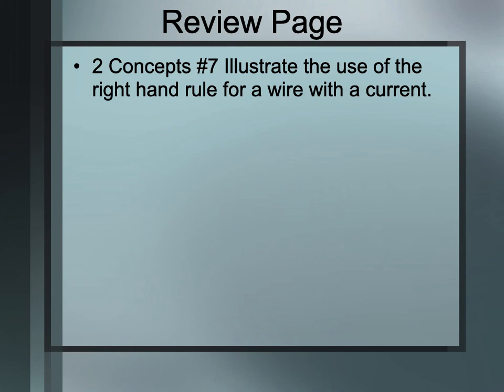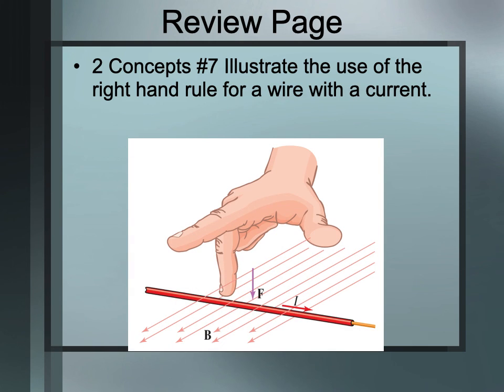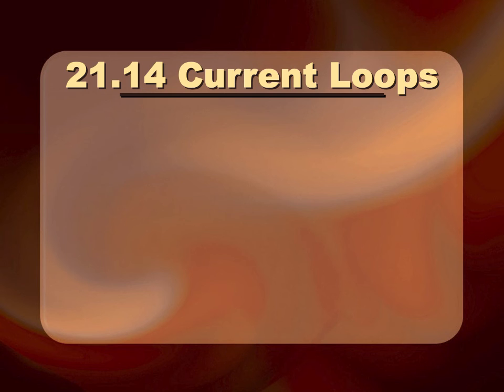So, to illustrate the use, this is number 2 concepts, number 7 on your review page. Illustrate the use of the right-hand rule for a wire with a current. And there you go. That's the illustration I just had, but that's about the best I can come up with to explain it. If I were to give you a wire and a magnetic field, then you'll use your right-hand rule to determine which direction the force is going to go.